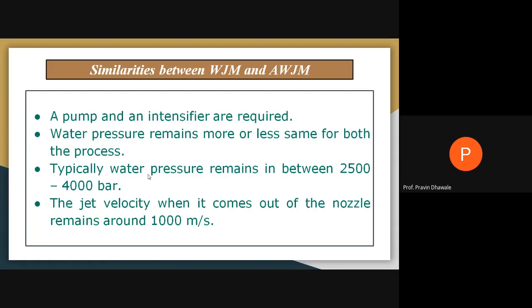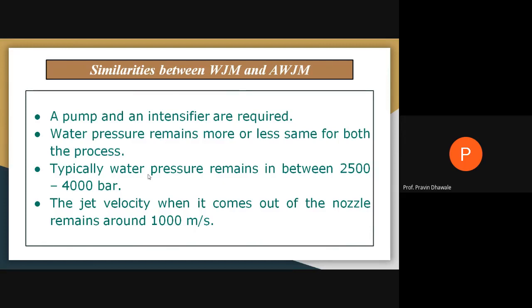Water pressure will remain more or less the same for both the processes. Water jet machining is one part of the abrasive water jet machining. So we require the pressurized water. It is having a little bit more or lower range as compared to the specific water jet machining process. But for both the processes, we require the water pressure. Typically, that range of the water pressure may vary between 2500 to 4000 bar in both the cases.